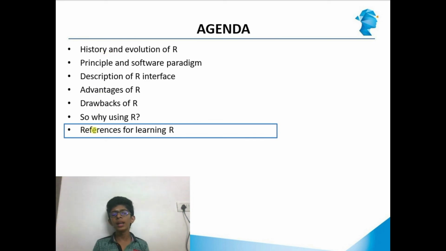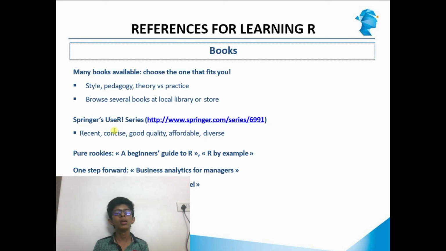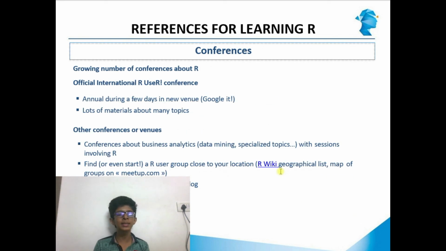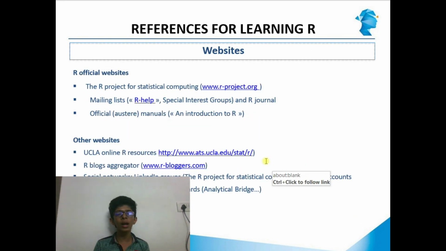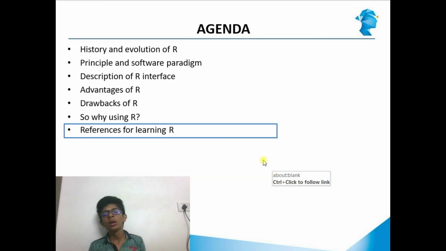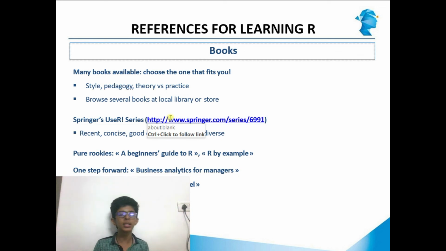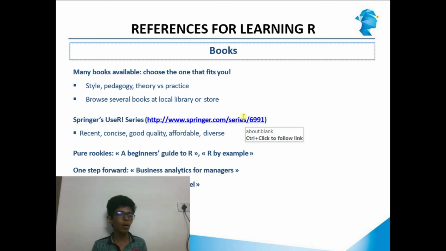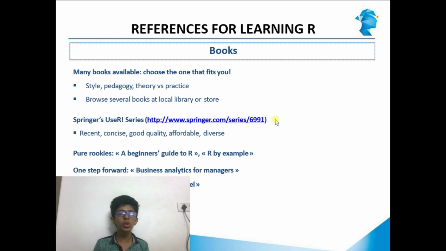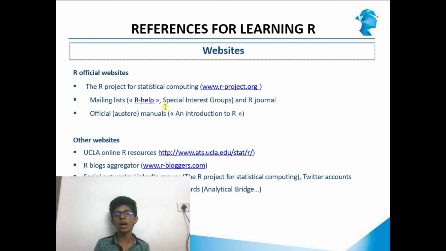And next, finally, references for learning R. Actually, I'm just skipping these slides. If you want to see the references, I'll try to give the links in the description, and we will also let you know the GUIs and also the websites where you can learn R perfectly like a programming language. The websites are www.r-project.org, mailing lists where you can ask for help, and R-bloggers where many R data scientists will teach you about R.